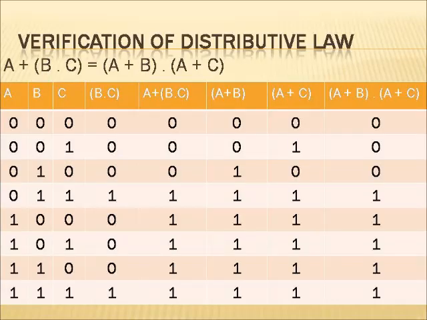Here we are verifying the first distributive law, that is A + B · C equals (A + B) · (A + C). First we have the values for A, then for B, then for C. Then we are finding B · C, and after that A + B · C. Then we are finding A + B, then A + C. Then the logical multiplication (A + B) · (A + C) gives the same result as A + B · C. So we can say that we have proved the distributive law.